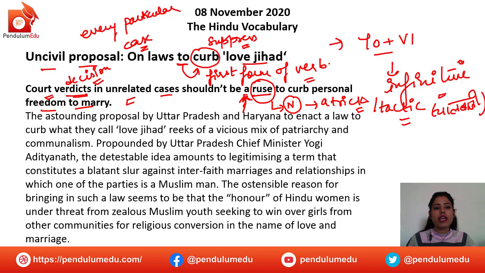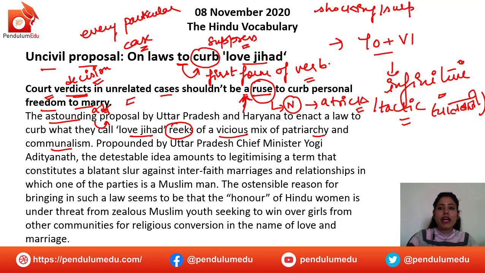Moving ahead, it also states: the astounding proposal by Uttar Pradesh and Haryana to enact a law to curb what they call love jihad reeks of a vicious mix of patriarchy and communalism. Now, what does this complete sentence describe? It says the astounding proposal. Astounding is an adjective which is qualifying the noun, that is proposal. Astounding means something that is shocking, that is surprising, जो कि आपको चौंकाने वाला होता है, कोई चीज़ जो चौंकाने वाली होती है, that is astounding.